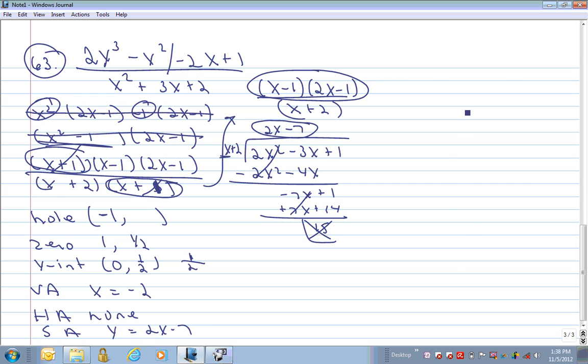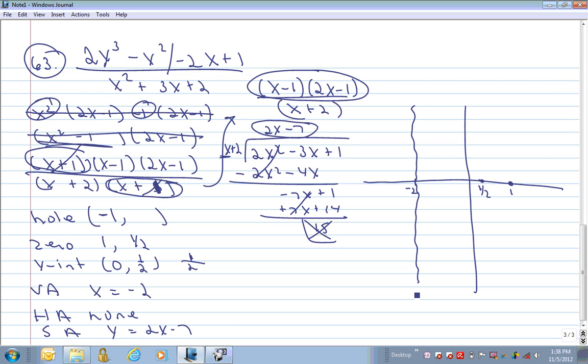Let's take a quick look at the graph. We're going to graph our zeros at 1 and 1/2, so at positive 1/2, and again at 1. The next thing we're going to do is put in our vertical asymptote, which is at negative 2.